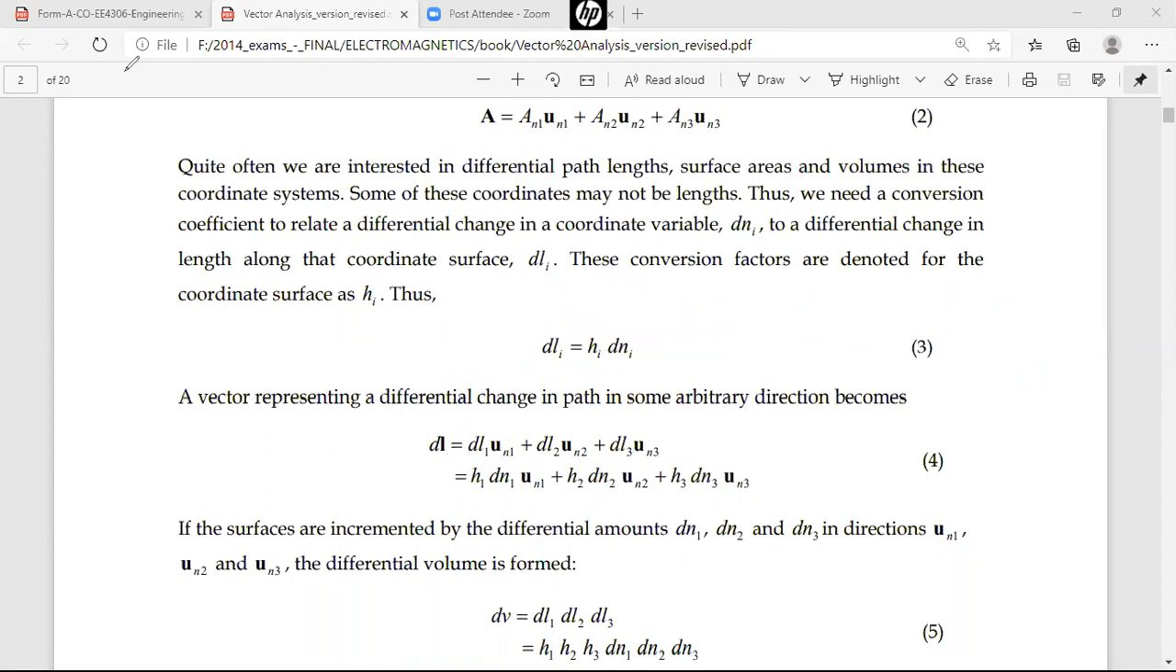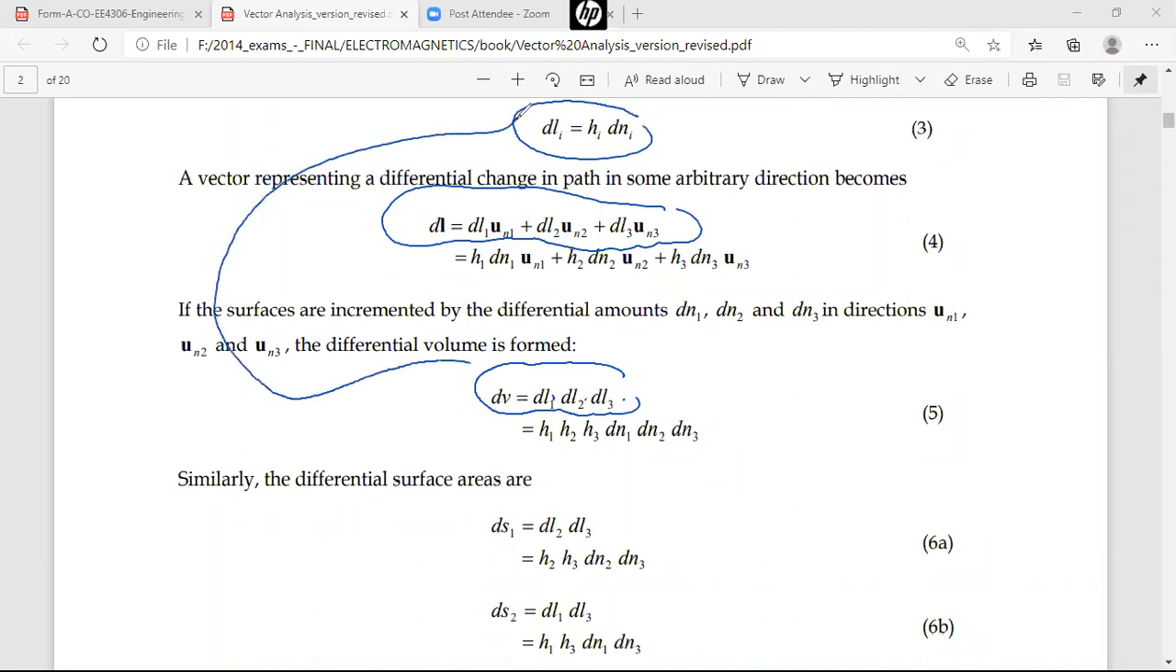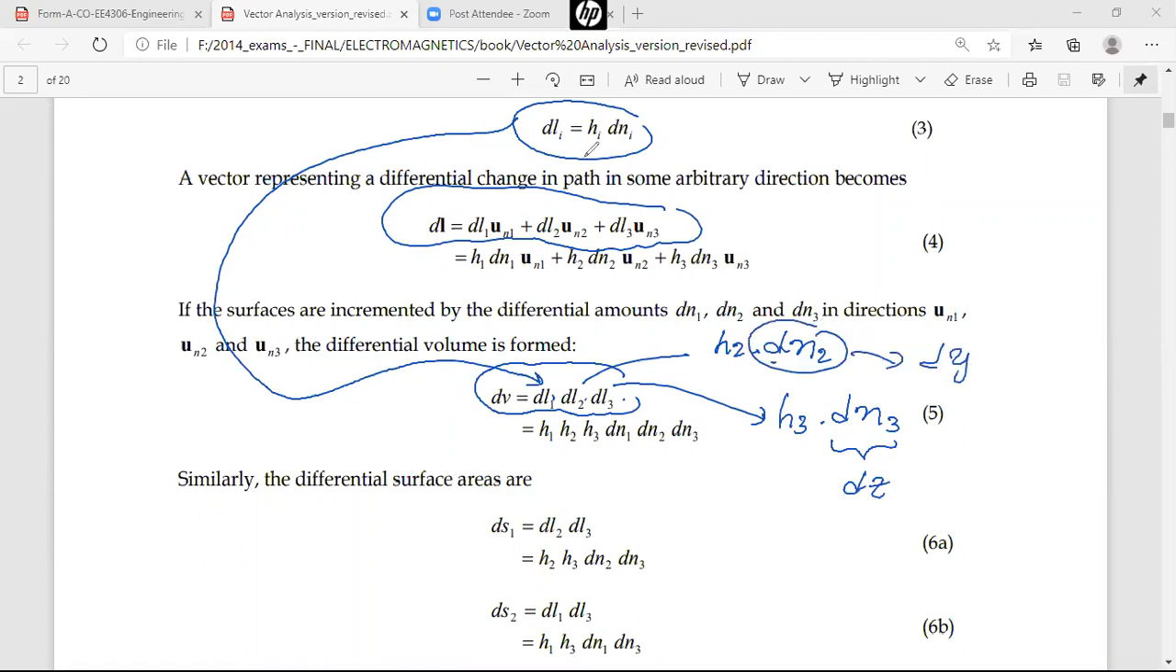This is the general form. I firstly represent the general form. Therefore, differential length you can represent in this form. And similarly, differential volume you can write down, dV equal dl1 into dl2 into dl3. Then by using this term, you can substitute this dl1, dl2, dl3. dl2 you can write down h2 into dn2. dl3 you can write down h3 into dn3. If it is a Cartesian coordinate, this term represents dz. This one represents dy, something like that. Okay.